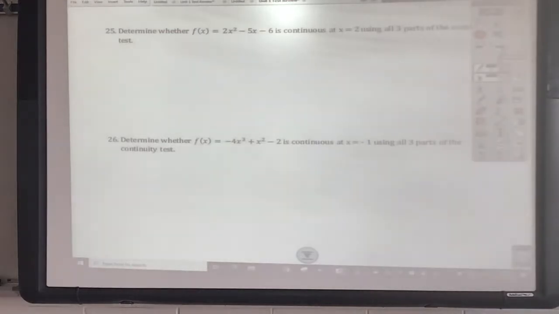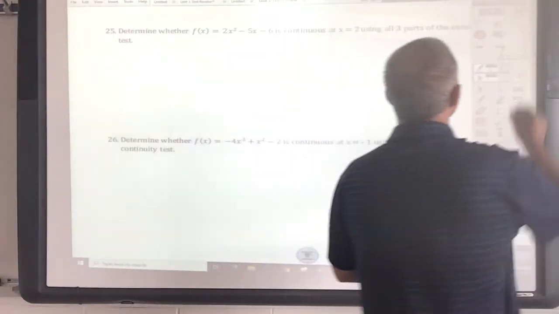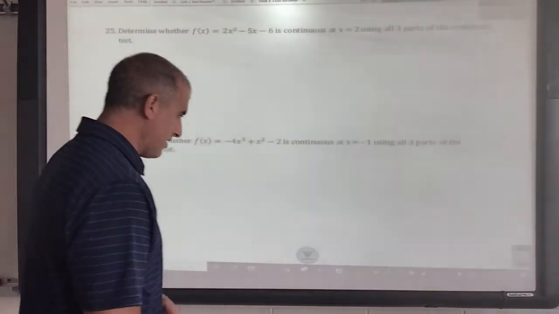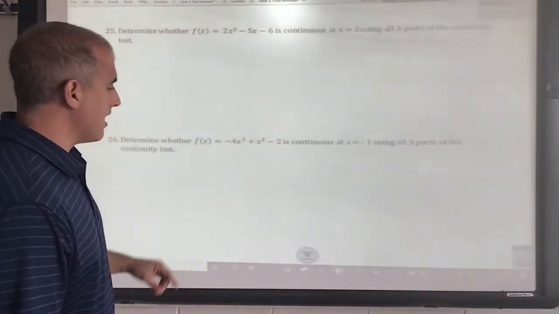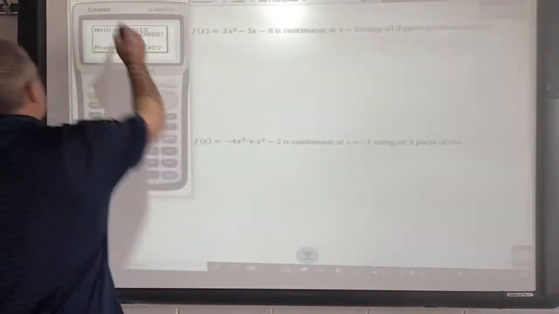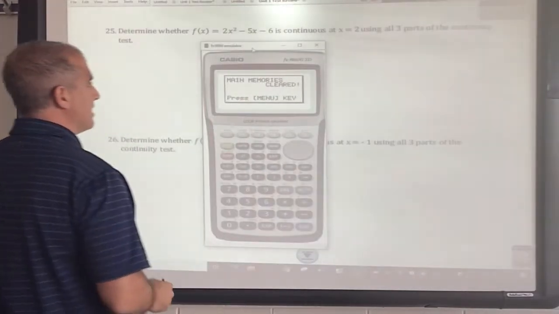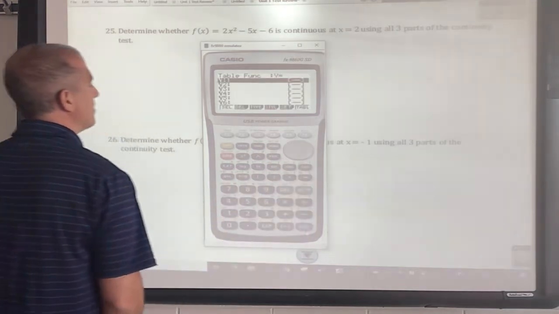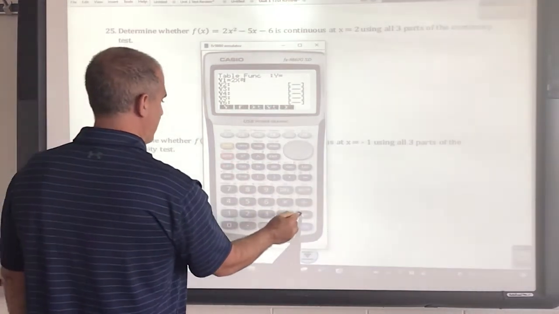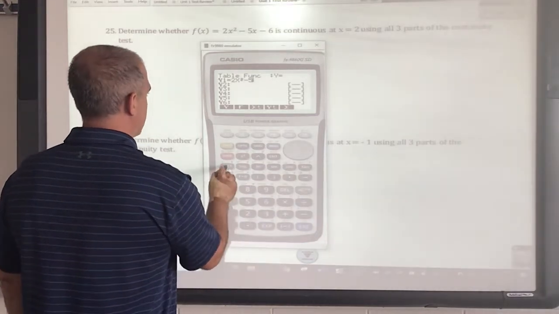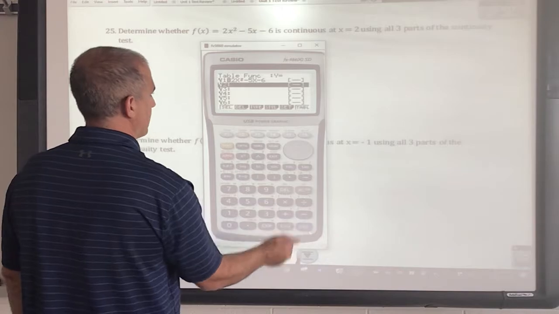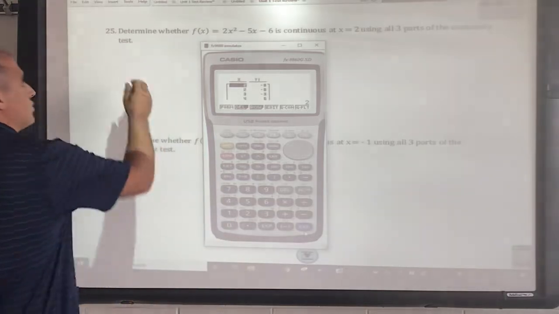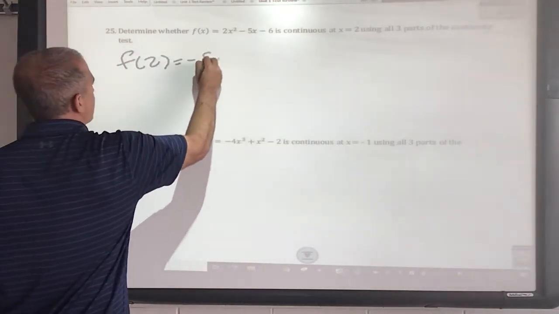Okay, question number 25. Determine whether this is continuous using all 3 parts of the continuity test. Now this is where the calculator really comes into play. What I like to do is put that function into the calculator, in the table feature. It just makes this easier. I'm going to do 2x squared minus 5x minus 6. Table. Now they're asking, is it continuous at 2? So I'm going to type in 2. I get a result of -8. So f of 2 is -8.